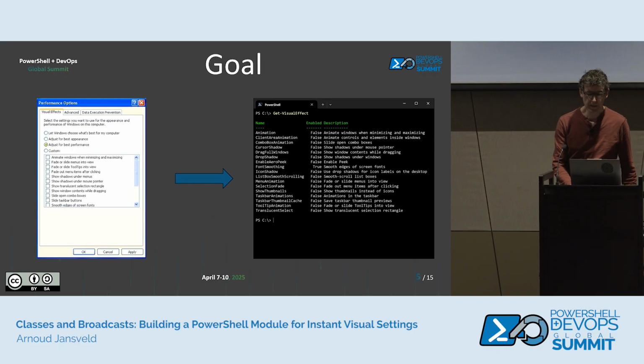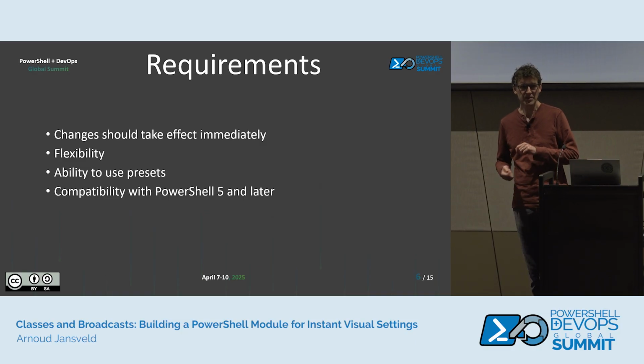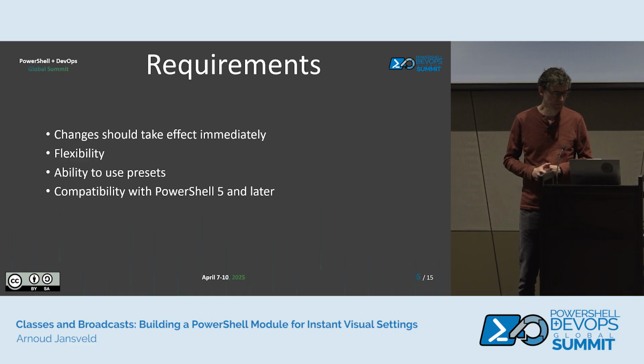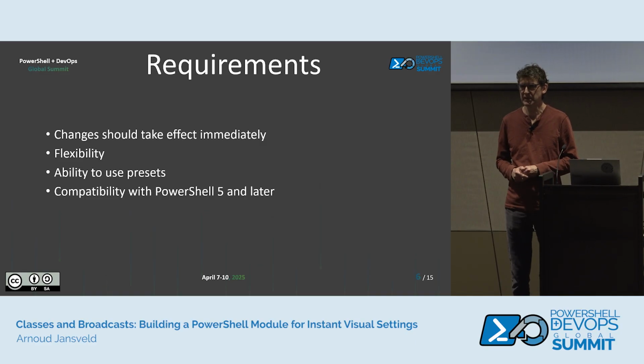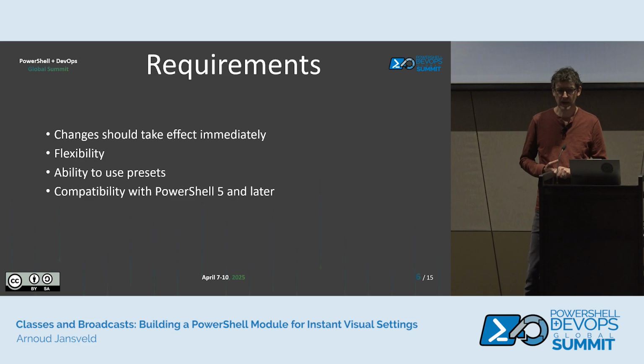So this is what we wanted to accomplish. We wanted to be able to make changes and make them take effect immediately. The GUI dialog does that, so it seems to be possible. We wanted it to be flexible, so different sets of users may get different settings. We want some presets so that it's easy to give people a consistent baseline for these settings. And we wanted compatibility with PowerShell 5 and later.